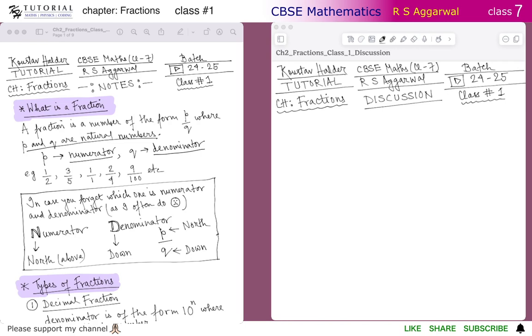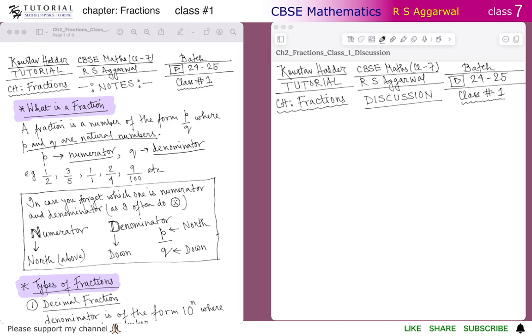Now if you find difficulty in remembering which is the numerator and denominator, which I also face quite often, the way I remember is that for the numerator, the first letter is n, which you can remember as north, and for denominator, the first letter is d, which is down. So p is in the north and q is in the down. So this way you can remember which is the numerator and which is the denominator.